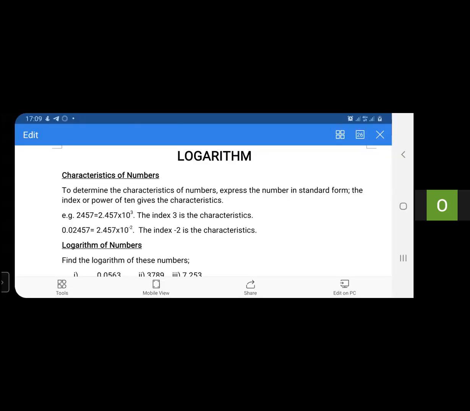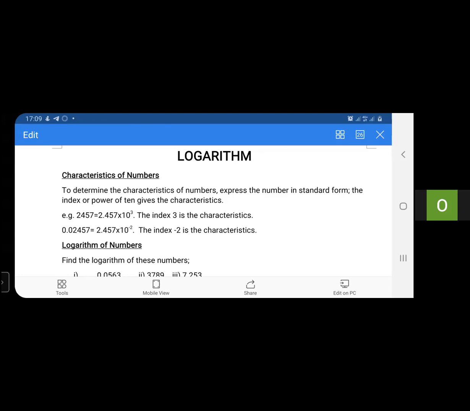Last week we started logarithm and we stopped on how to identify a logarithm. We talked about the index and logarithm of a number and all of that.